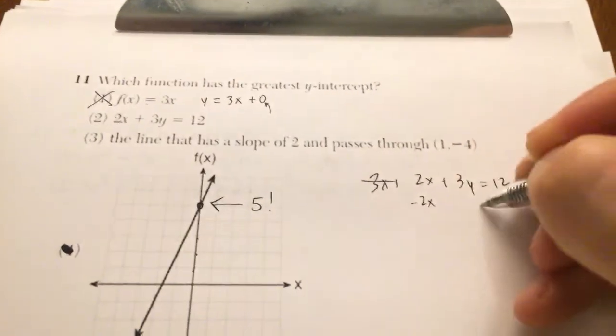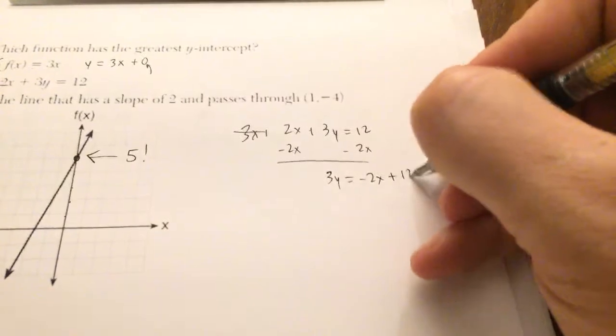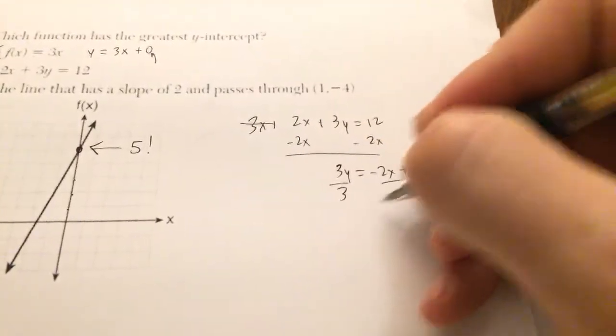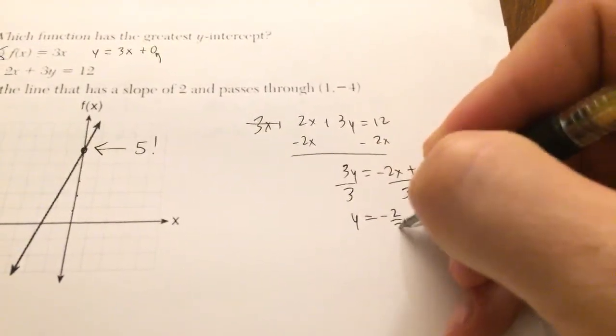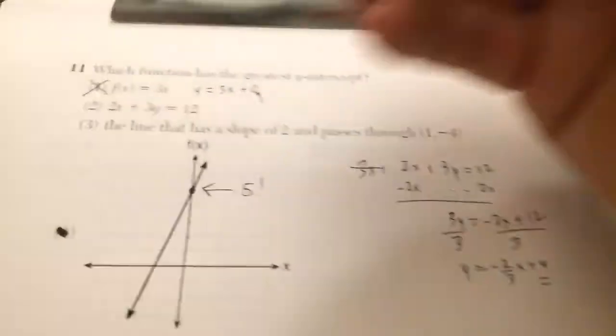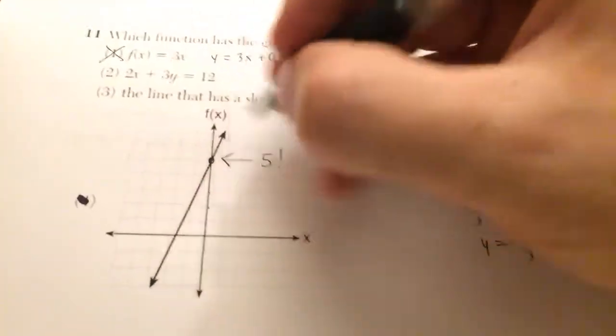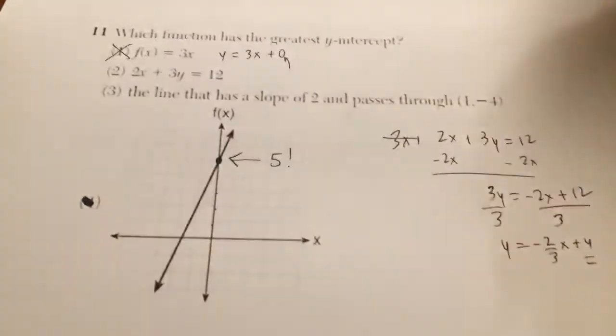If I subtract 2x, I get 3y equals negative 2x plus 12. Divide both sides by 3, I get negative 2/3 x plus 4. Y-intercept is 4. Our answer of number 4, the y-intercept is 5. Again, number 2's y-intercept is 4, so that's not going to work.